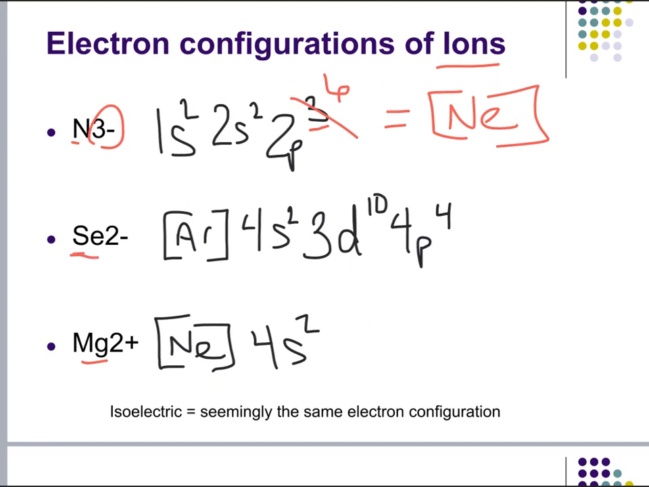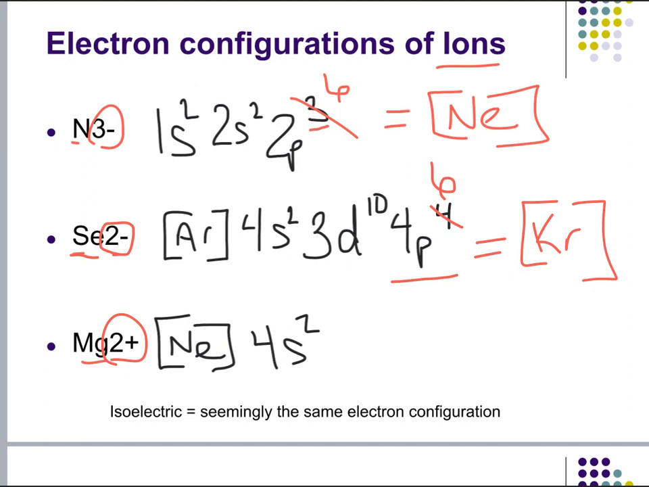Next, if we look at selenium, the regular configuration would end with 4p4. A 2- charge would mean having 2 additional electrons, again maxing out the p orbital at 6. And since that is the same as a noble gas, we can just write the noble gas configuration for krypton, Kr in brackets. Our next one has a positive charge.